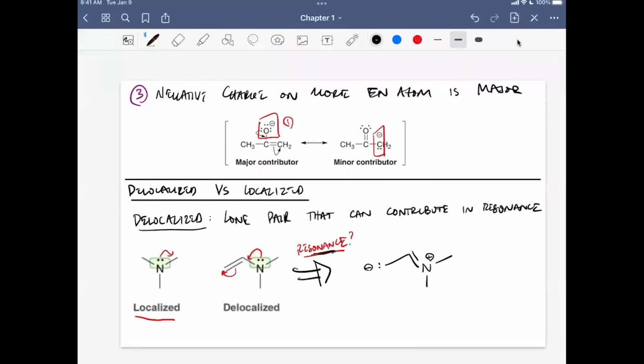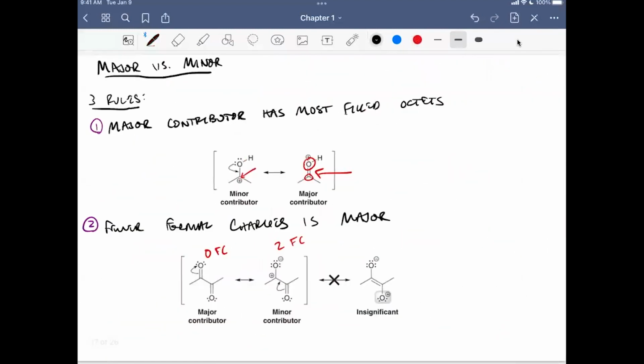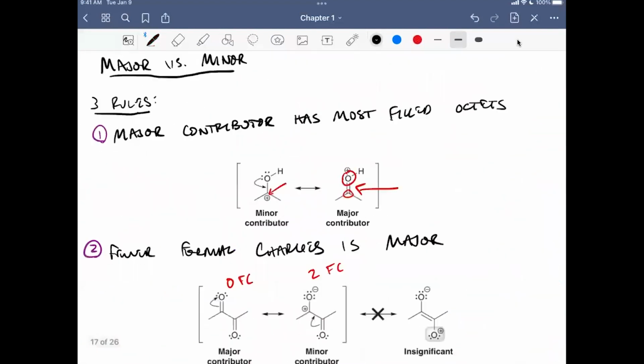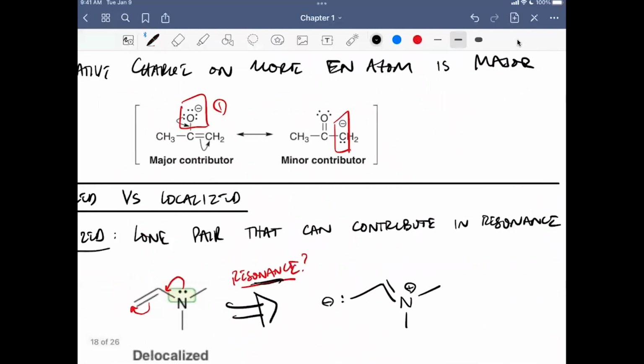Now I know what you're thinking. Sam, didn't you just say in one of your rules that you cannot exceed an octet? We're technically keeping the formal charge, right? Our formal charge at the start of this was 0. We didn't have any formal charge, and we have a +1 formal charge and a -1 formal charge. That still equals 0. So our formal charge stays the same, which is why we can do this. And that would be the resonance structure for this. This is why it's a delocalized lone pair, because that lone pair can resonate out of that nitrogen.